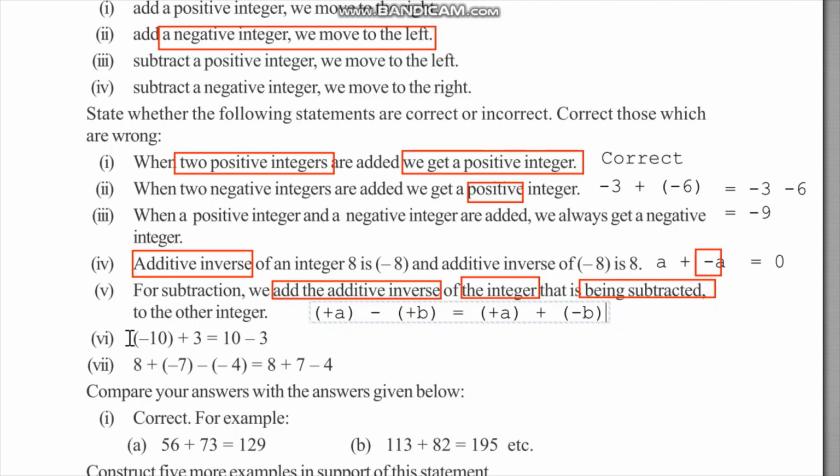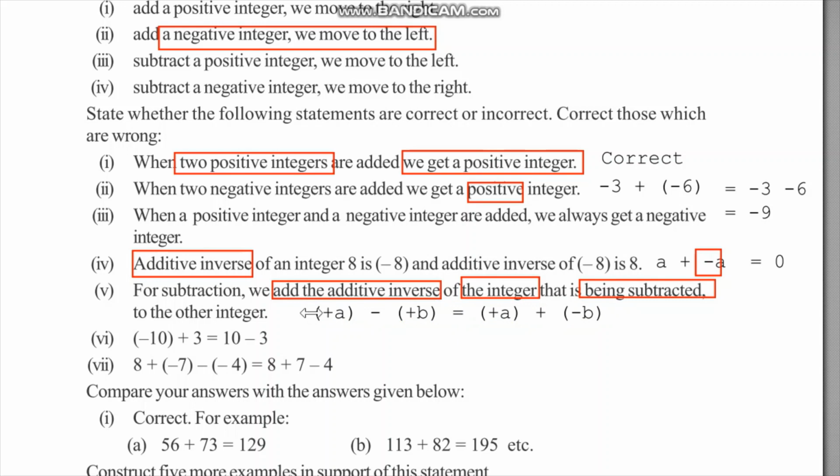Next, do you think the sixth one is correct? Minus 10 plus 3, is it equal to plus 10 minus 3? I will leave this one for you. Let us go for the seventh one: 8 plus of minus 7 minus 4. This might seem complicated, so let us take it one by one.